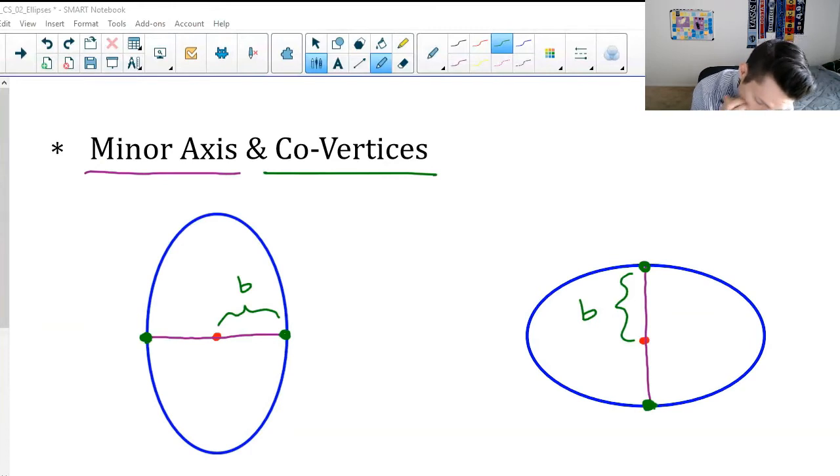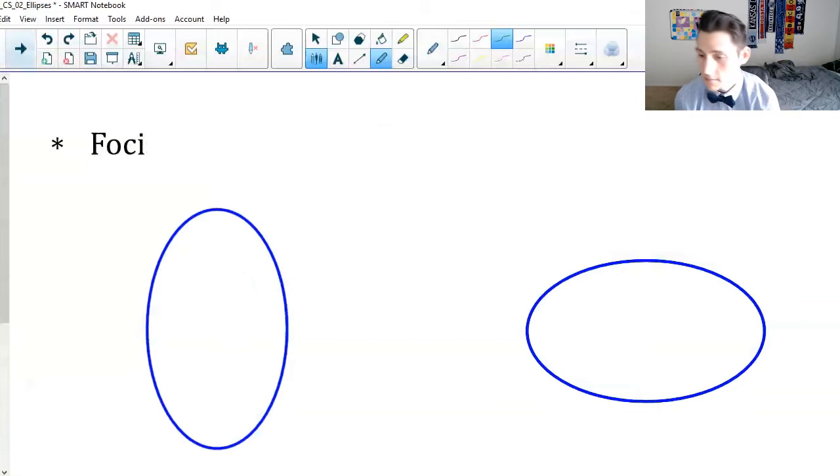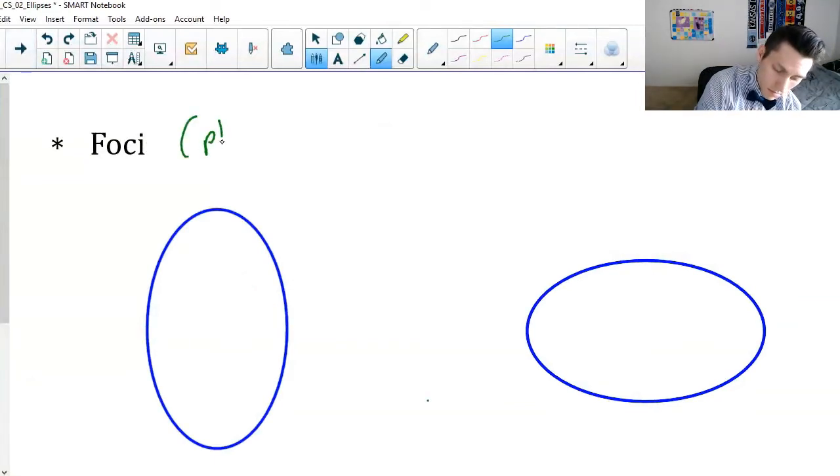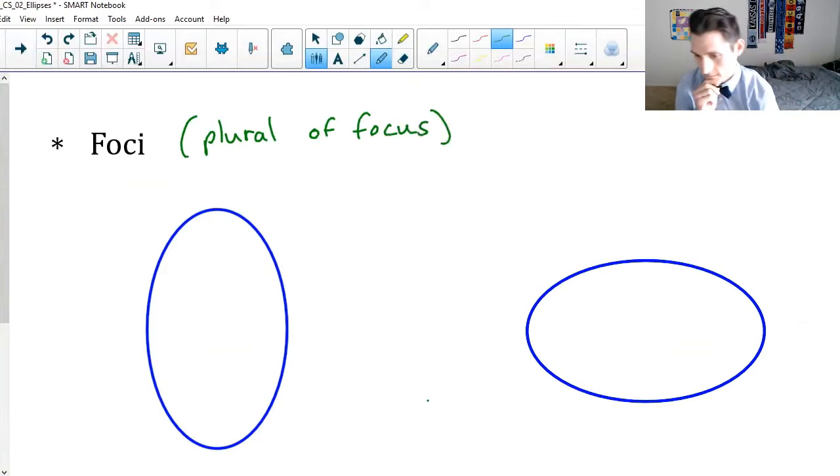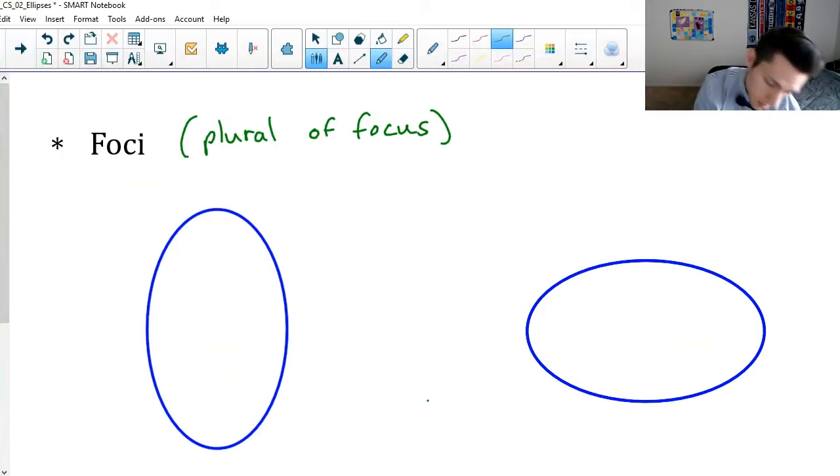So next up is what we call the foci. Welcome to English class. That is the plural of the word focus. So every ellipse doesn't just have a focus, it has two of them. So we call those the two foci.